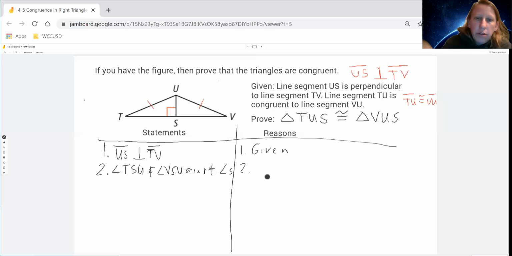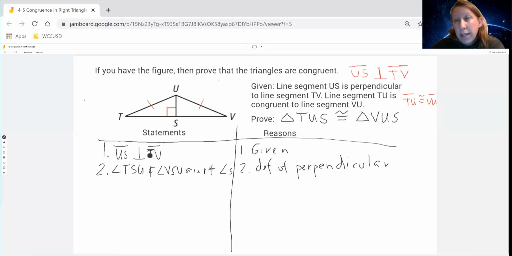What I would use here is the definition of perpendicular. Because in the given writing, it said they were perpendicular, and we just stated that they were perpendicular. What follows from that, if they're perpendicular, then we know that they're right angles. If they're right angles, what kind of triangles are they? Right triangles. So I'm going to do triangle TUS and triangle VUS are right triangles.